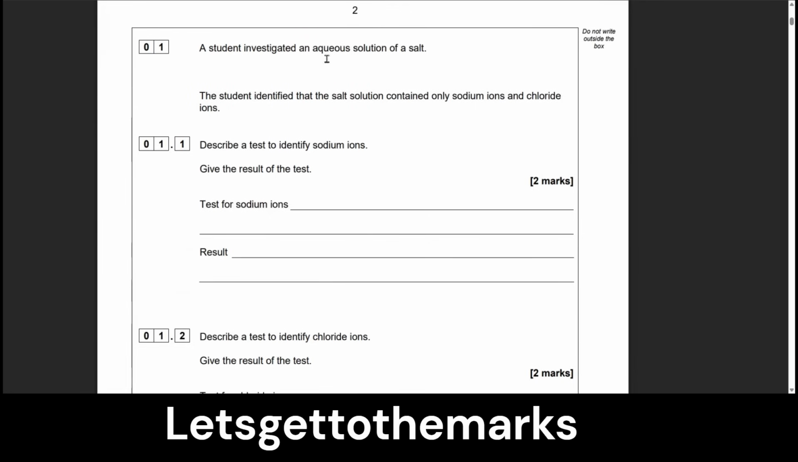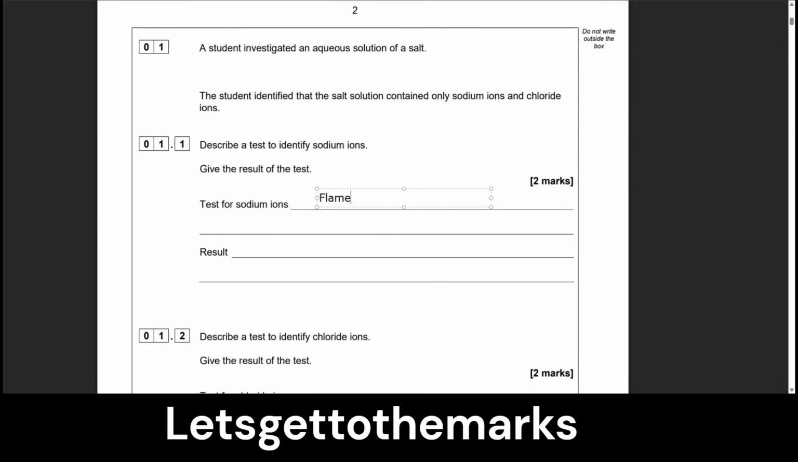A student investigated an aqueous solution of a salt. The student identified that the salt solution contained only sodium ions and chloride ions. Describe a test to identify sodium ions. Give the result of the test. So I'm going to go through the answers. You might want to pause first and have a go. All right, here we go.